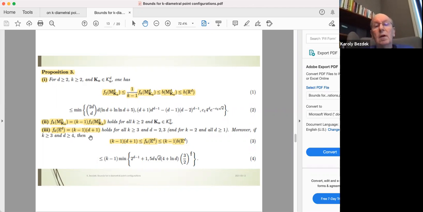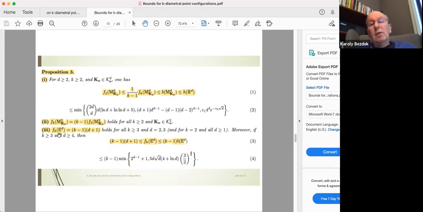It turns out that the maximum cardinality of k-diametral point configurations is simply equal to k-1 times the maximum cardinality of equilateral point configurations in that given two-dimensional Minkowski space. However, in higher dimensions, the question is quite challenging and remains open.